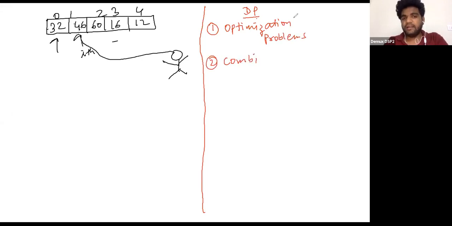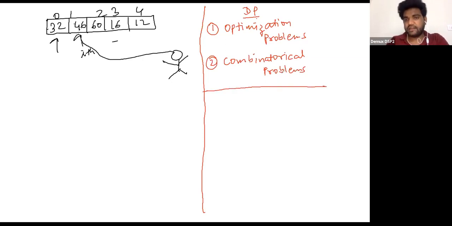Optimization problems are problems wherein you will be told to maximize or minimize something, and you will be given some constraints. And combinatorial problems are basically problems wherein you will be told to count, give a number of times something can happen. That is a combinatorial problem. So broadly, if I get a problem which falls under one of these two categories, I will think of applying dynamic programming. So that's the first thought.